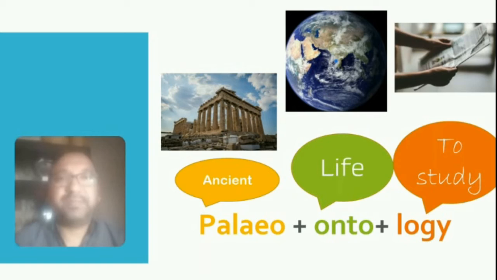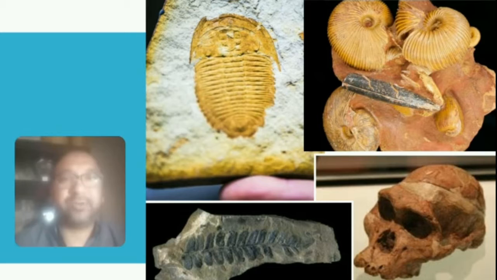So how do we study this ancient life? We use proxy or indirect evidence, or in geology we use fossils. Fossils are actually the remains of ancient life. Here you can see I have made a collage of four types of fossils. Top left is trilobites, top right are cephalopods, bottom left are plant fossils, and bottom right is a hominid fossil.